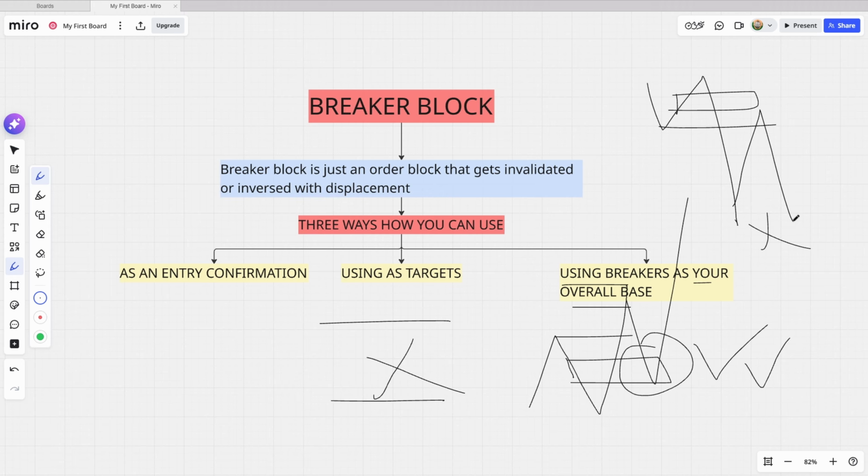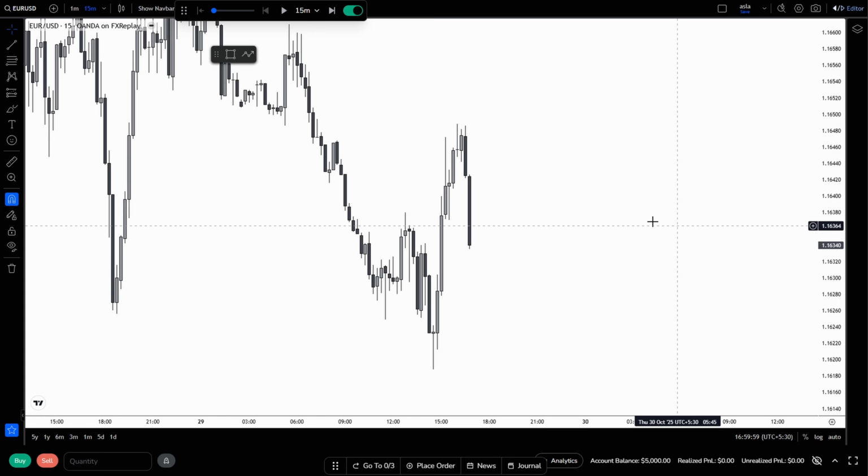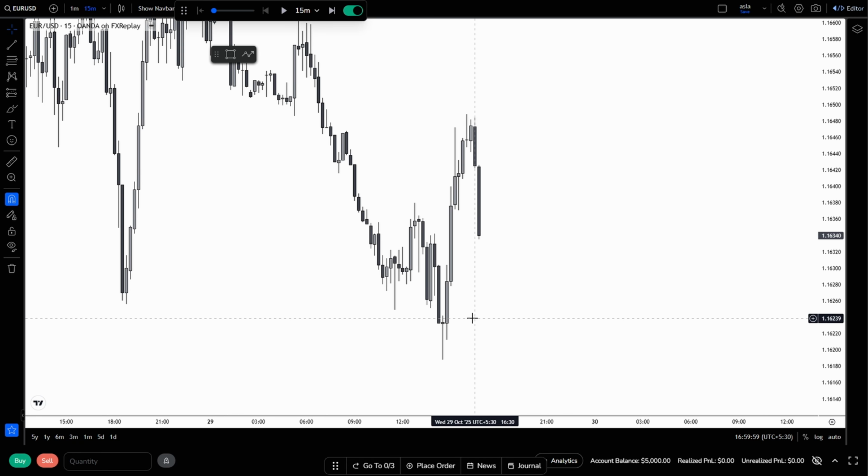You don't need fair value gaps. You don't need extra indicators. You don't need complicated confirmations. Structure gives you direction. The breaker block gives you location. That combination alone is enough to trade. Now let me show you exactly how to use this approach on the charts. Let's move to the charts and break it down step by step. Now let me show you how you are going to use this approach in your trading step by step.